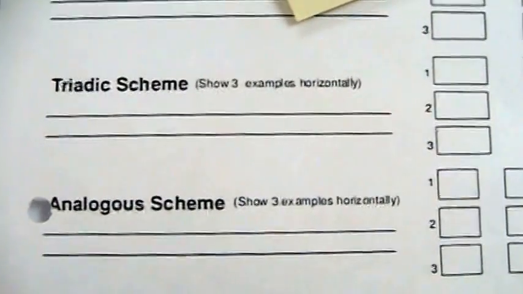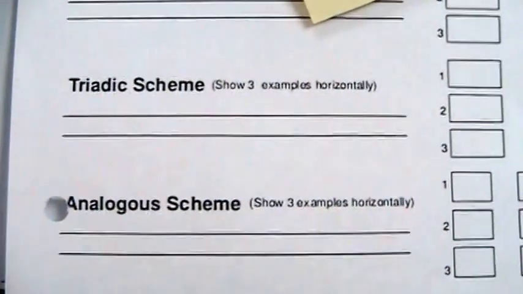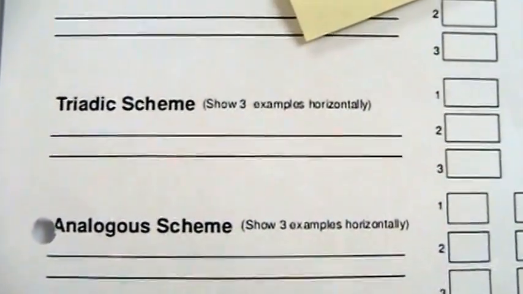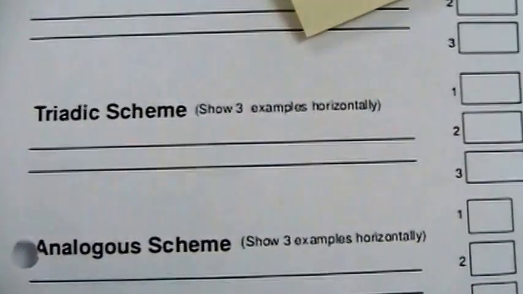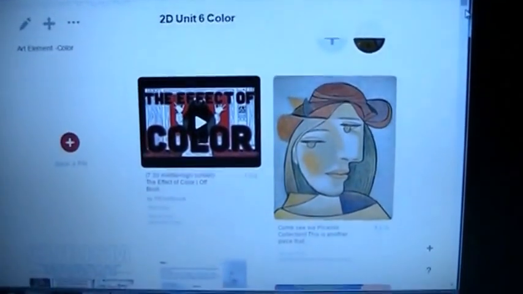Analogous color scheme, and a way to remember that is analogous starts with A. Alike begins with the letter A, so sometimes family members look alike. Well, on your art color wheel, colors in the same family will look alike. For instance, yellow, yellow-orange, and orange all have yellow in common. You can't get orange or yellow-orange without having a little bit of yellow in there.